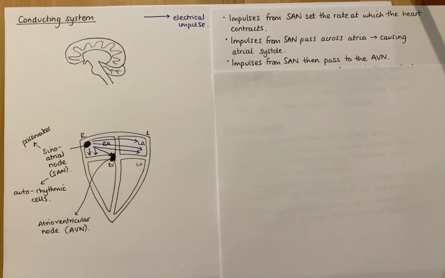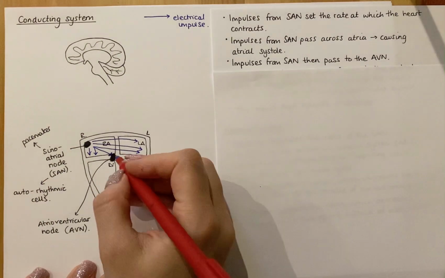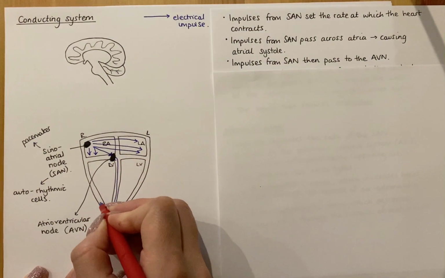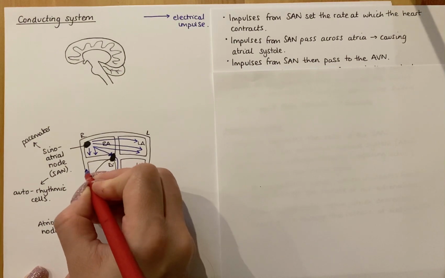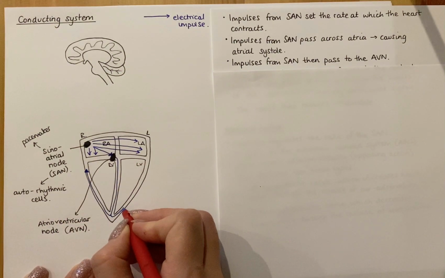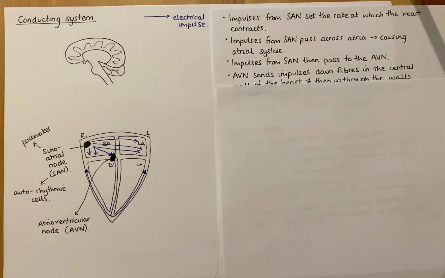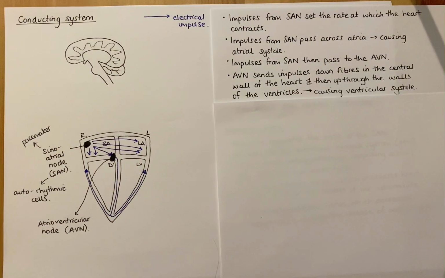Now what happens then is that the AVN will basically pass those impulses down the central wall of the heart in fibres that run down them, and then those impulses will pass up the walls of the ventricles. When that happens, and electrical impulses pass through those muscles, that will cause the ventricles to squeeze and to contract, and that causes ventricular systole.